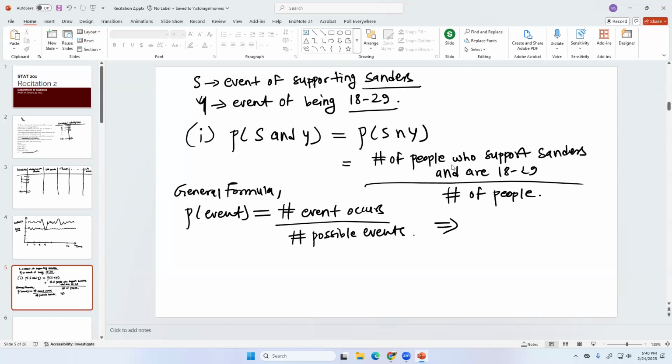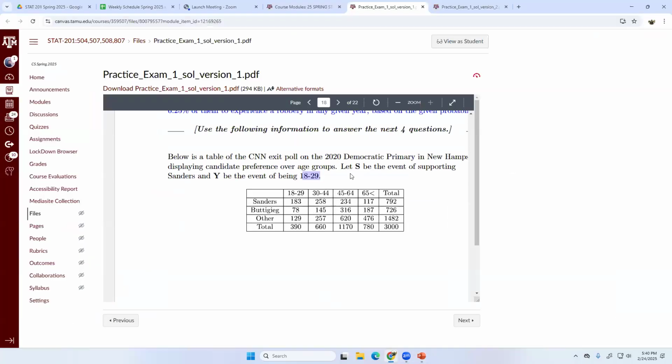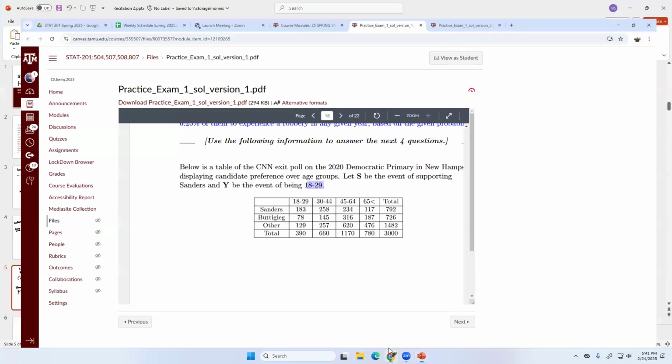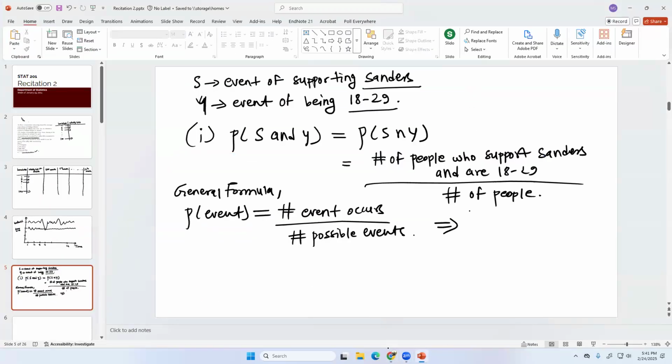So what is the numerator here? How many people support Sanders and they are 18 to 29 based on this table? 183, right? And what is the total number of possible events? 3,000, right? So it's 183 over 3,000. You can just do this.